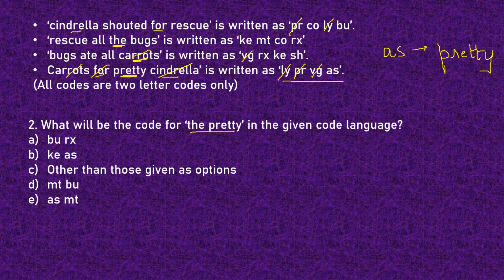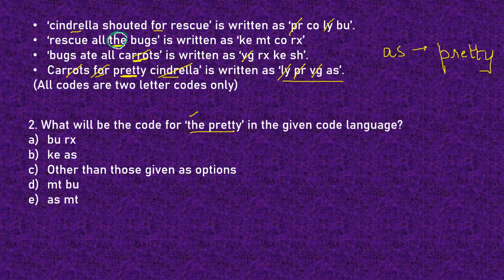Moving to the second word, that is the. We have to find out the code for the. So where is the located? Let me use a different color so that things don't get mixed up. So the is present here. And yes, that means again we'll be going with the elimination method to eliminate all the words and find out what is the code for the.